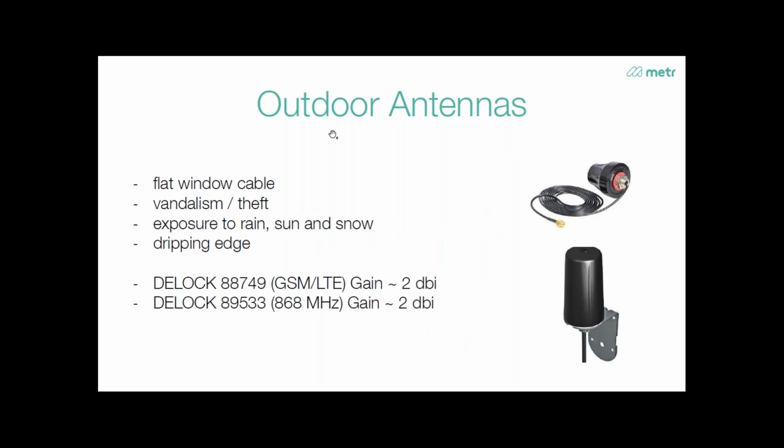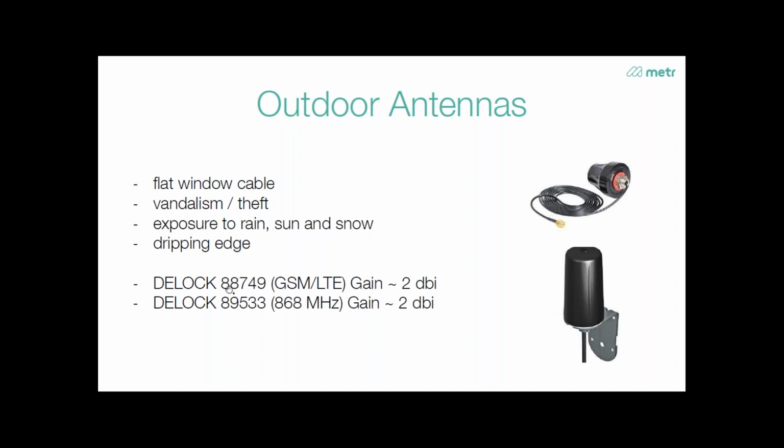So for that, from our learning, we recommend, first of all, if you want to go through a window, because you probably don't want to drill a hole, and in most cases you can't because there are fire protection rules and stuff like that, there are flat window cables that you can put through windows in the basement, which is quite good. Then one of the things you should think about is always vandalism or theft, right? That could happen to your antenna if you want to place it outside. And also exposure to rain, sun, wind, snow, that's also a critical part. That's why it's good to use proper outdoor antennas.